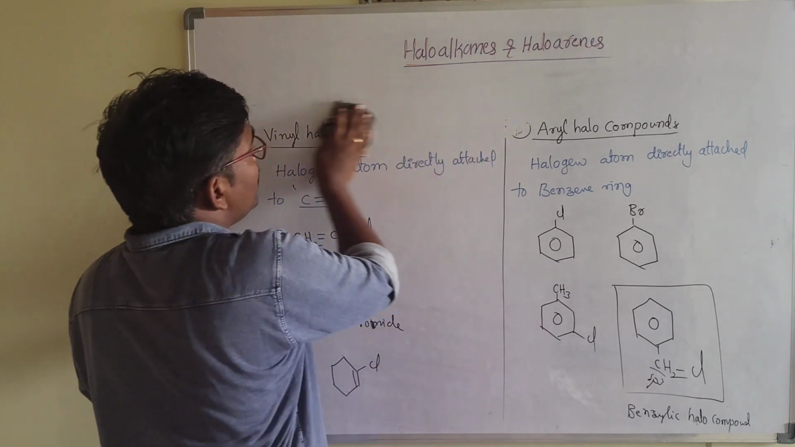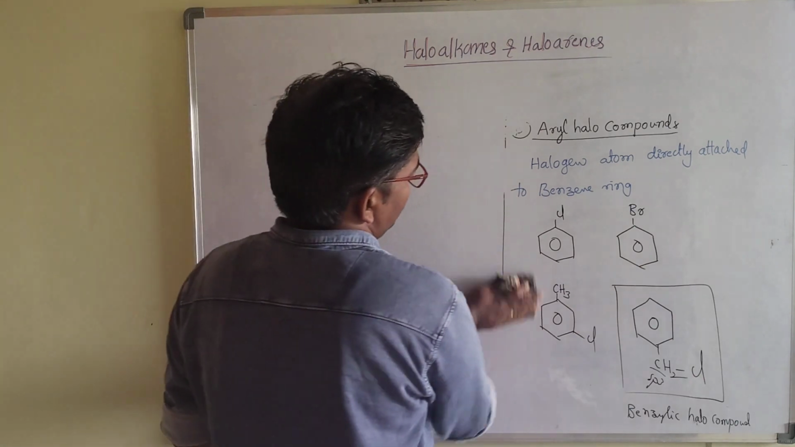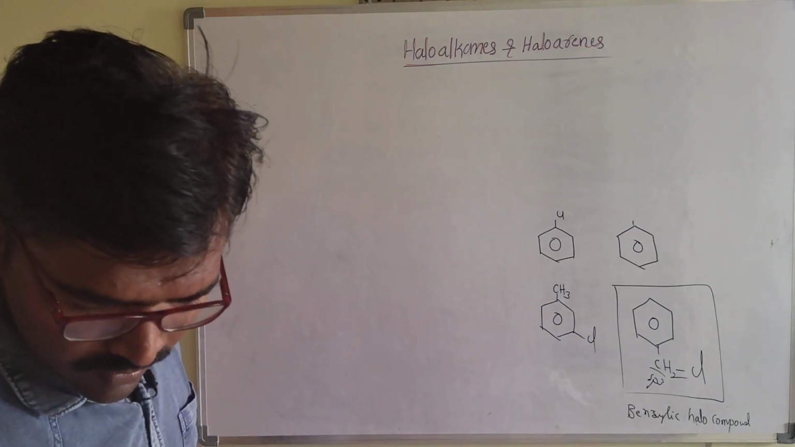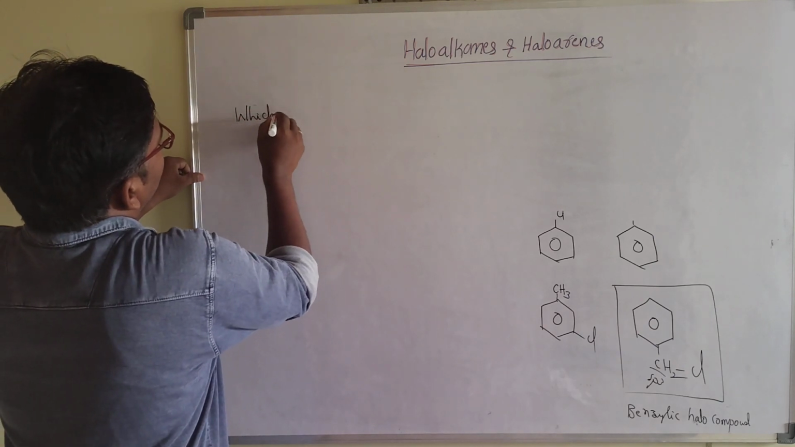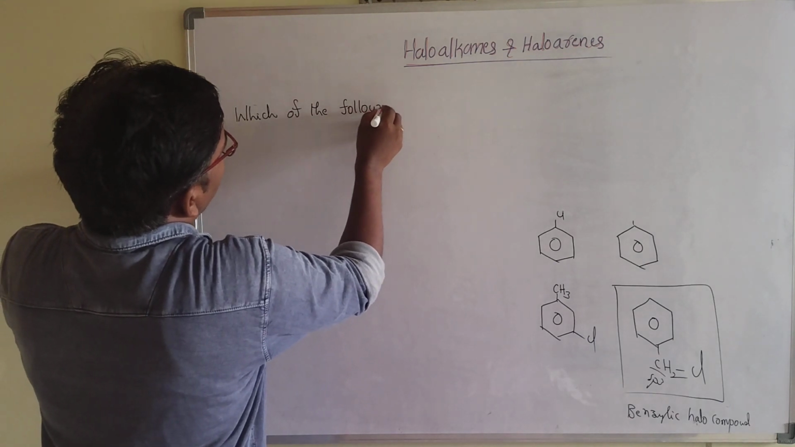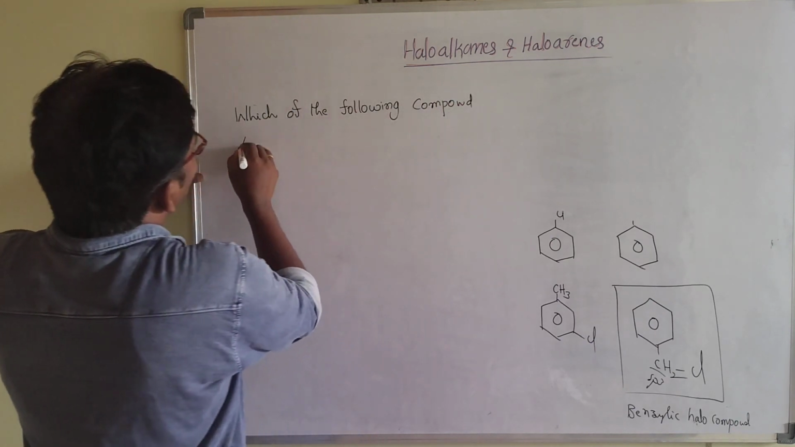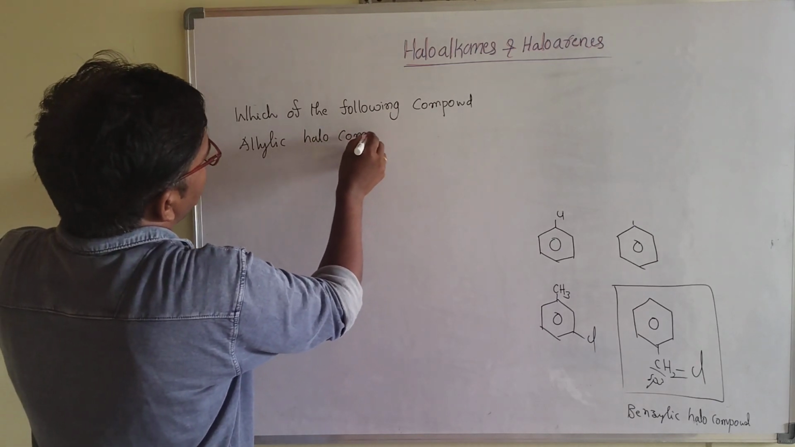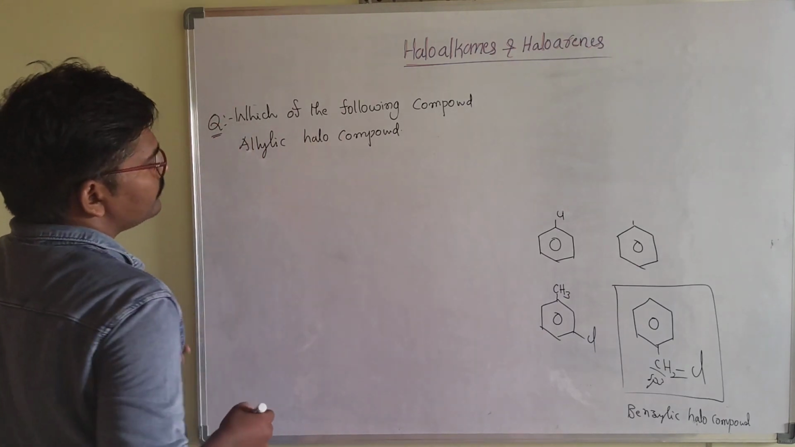Now, which type of questions are they asking based on these compounds in the NEET examination? Mainly in the NEET examination, which type of questions are they asking? Look at one of the questions I will give. Which of the following is an allylic halo compound? That is the question.